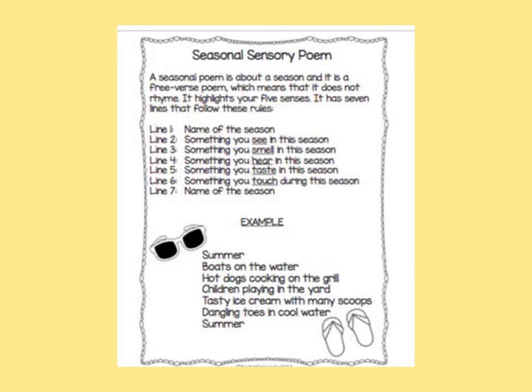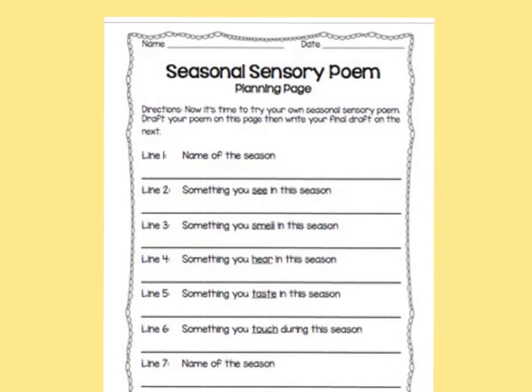So here's an example. Summer, boats on the water, hot dogs cooking on the grill, children playing in the yard, tasty ice cream with many scoops, dangling toes in cool water, summer. Next, I'm going to model how to write a seasonal sensory poem.